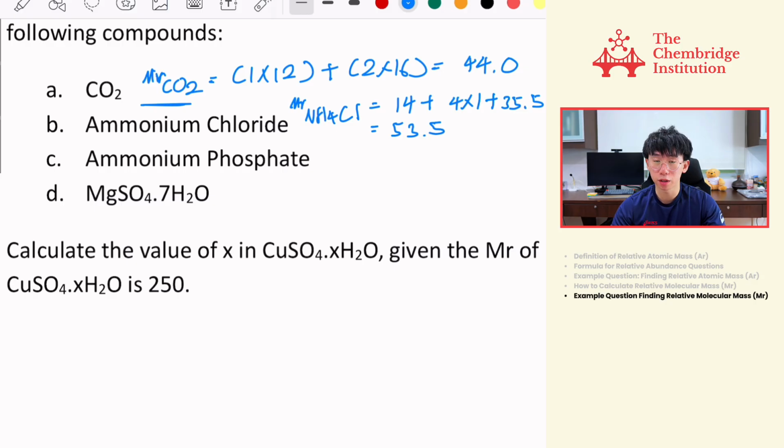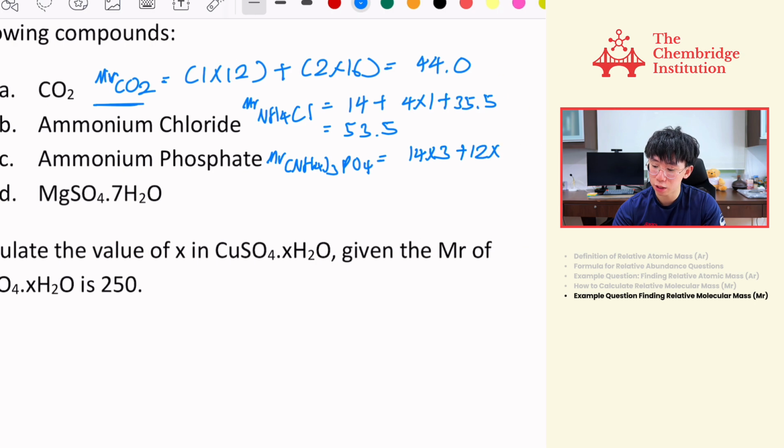Next, for ammonium phosphate. Ammonium phosphate is an NH4 plus ion and a PO4 3 minus ion. So the overall formula is just (NH4)3PO4. And you can then find the molecular mass. So the molecular mass is just 14 times 3 because it's 3 nitrogens, because it's 3 ammonium ions. Then there's 12 hydrogens. And then there is a phosphorus, which is 31. And then there's 4 oxygen, so it's just 16 times 4. And this will give you an overall of about 149.